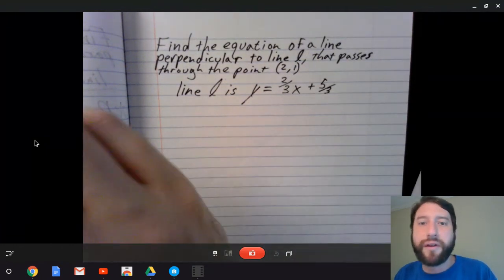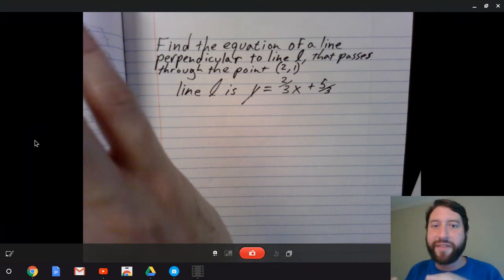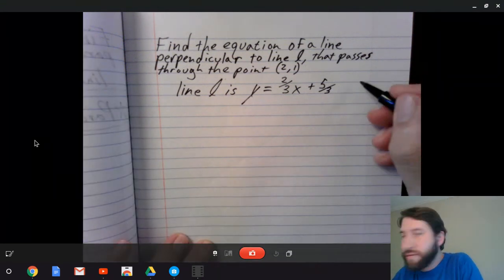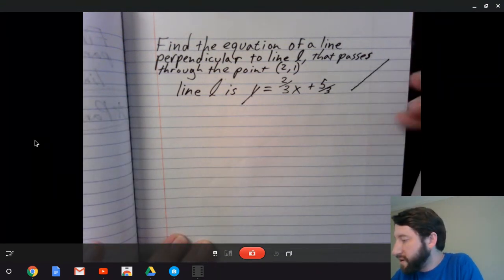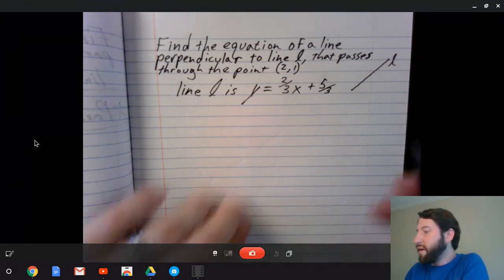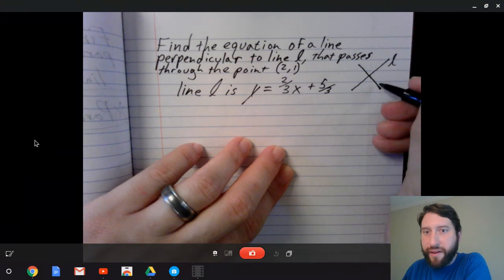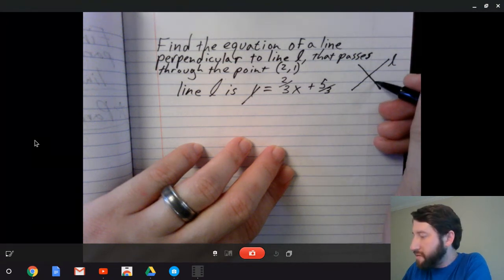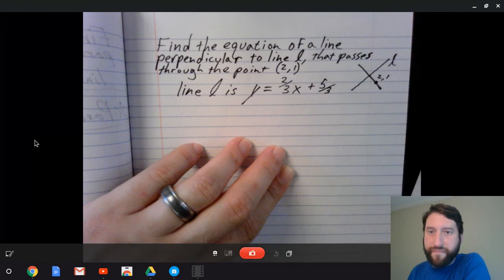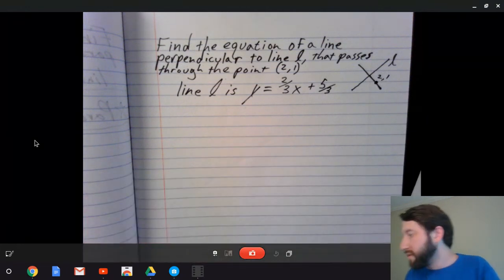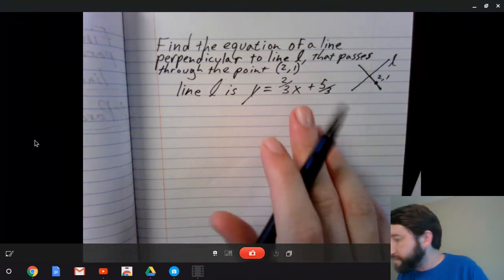Now what I want to do is find a line that is perpendicular to it, and it has to pass through a certain point. So if this is line L out here, what I want is a line that is perpendicular to it, and that line has to pass through a particular point, (2, 1). That's what I'm looking for. So it's actually not as hard as it sounds.